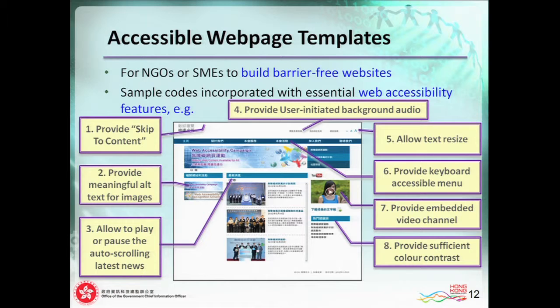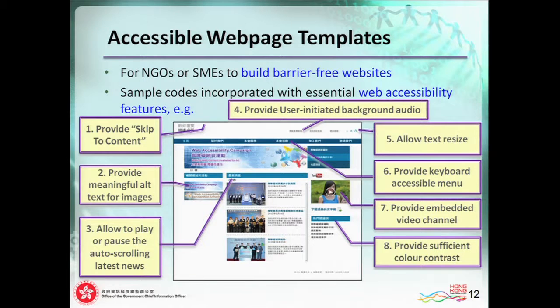Let me name some of the features here. Number 1, provide skip to content. This is especially useful for persons with visual disabilities because they heavily rely on the screen reader. Every time they go into a web page, they don't have to listen again and again to the navigation bar. They can simply click this to skip to the main content of the web page.